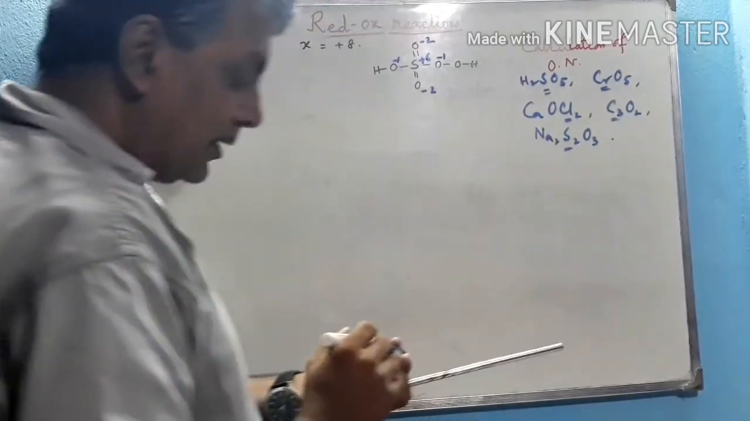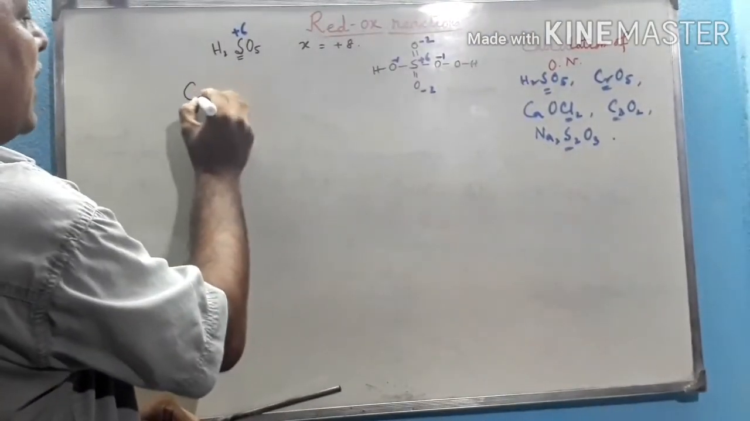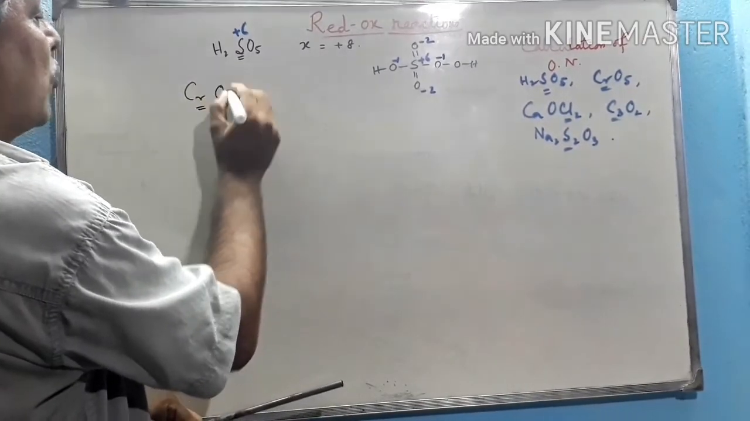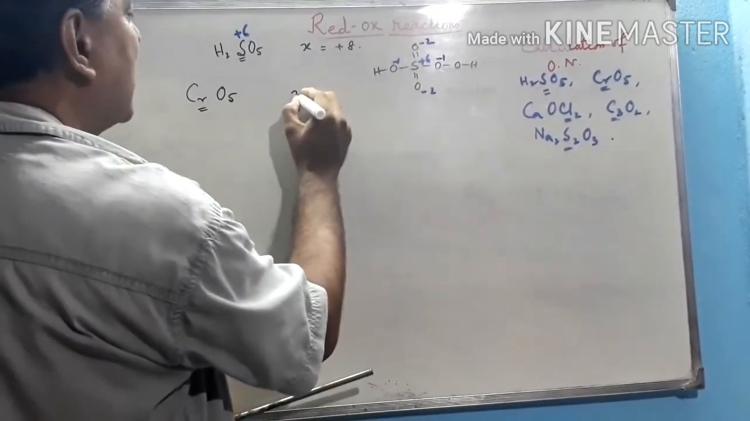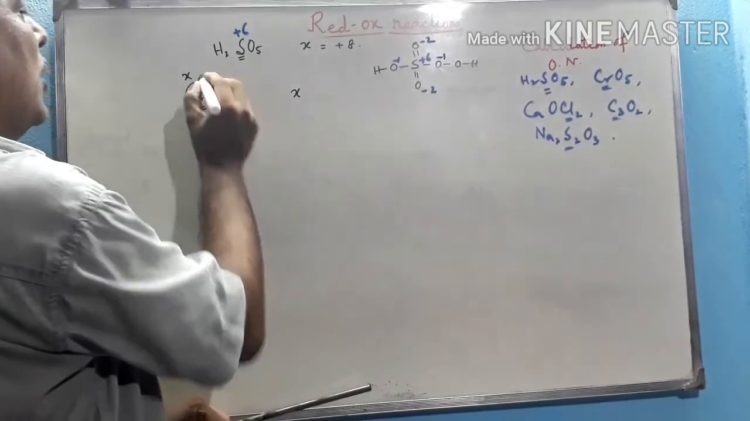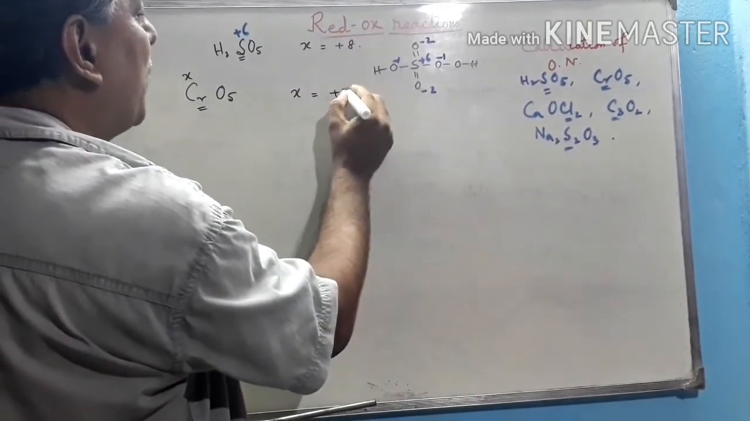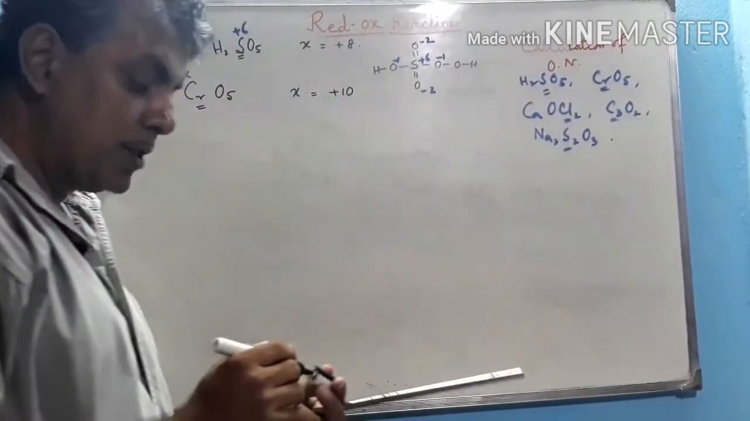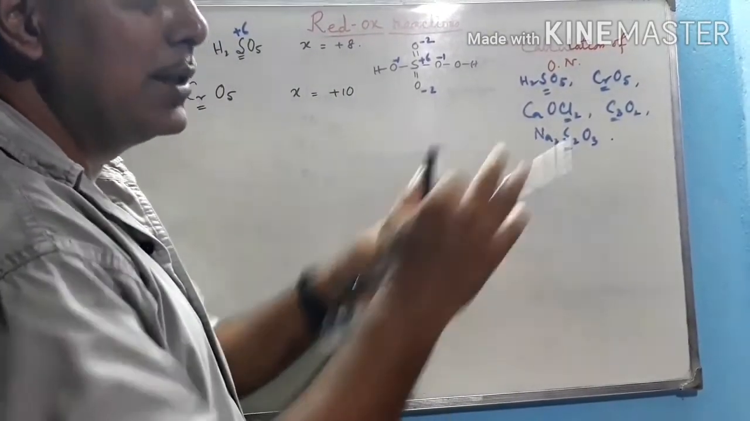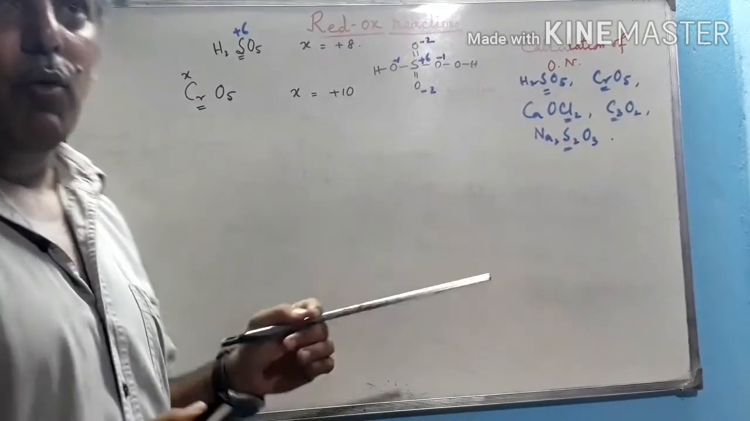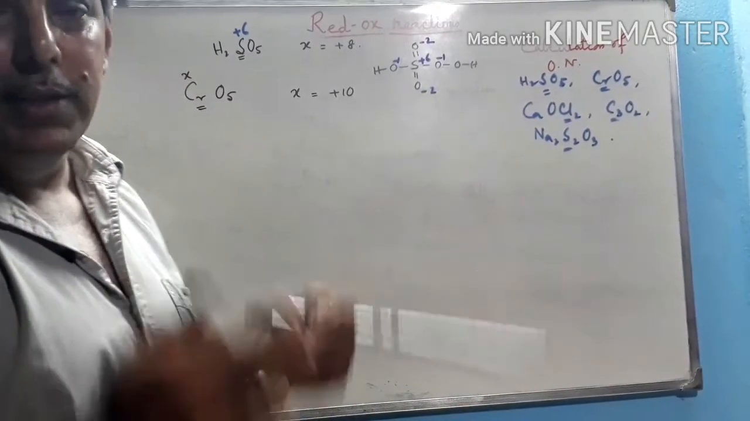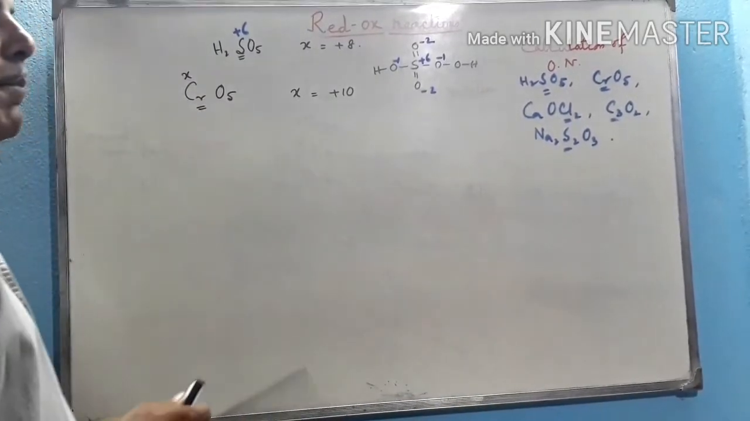Then we have to calculate the oxidation number of Cr in CrO5. This is the chromium peroxide. If we calculate the oxidation number of Cr, assume the oxidation number of Cr is X here, so that means X equals +10. But how can it be possible? Because the electronic configuration of chromium is argon core 4s1 3d5. The last shell contains only 6 electrons. So how can it be possible to have a +10 charge?